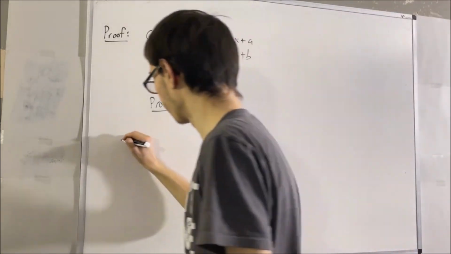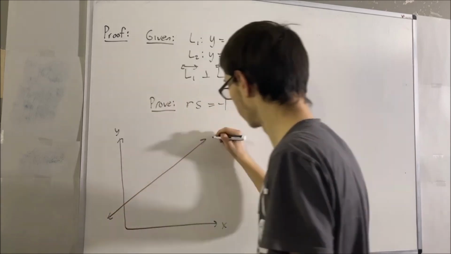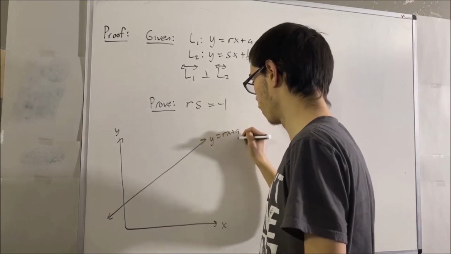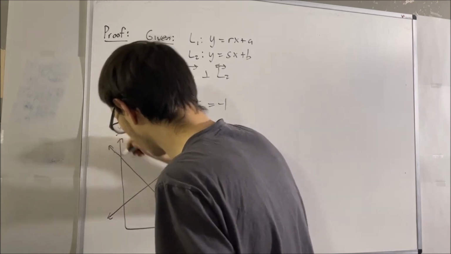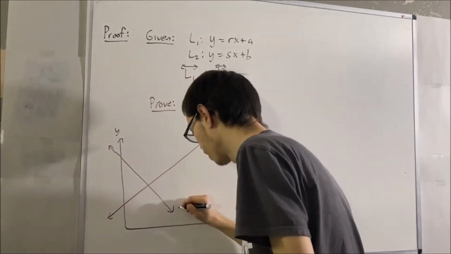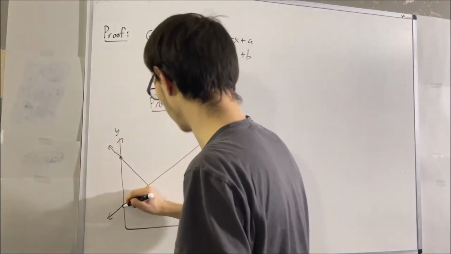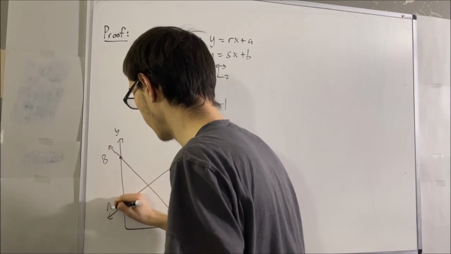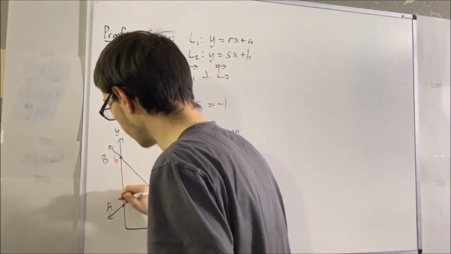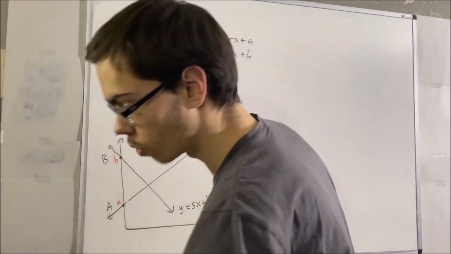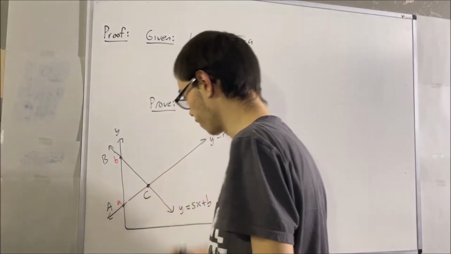In our drawing, we can say that this is the first line, y equals rx plus a, and we will say that this line is the second line. Again, we're assuming for simplicity that the y-intercepts are distinct. And so from here, we can label some points. We'll call this point B, call this point A, and we will say that B and A are the y values at those points. We can call the point of intersection a point C.